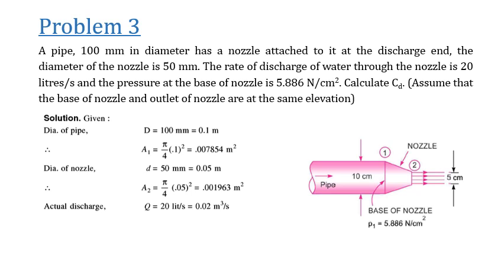So this pipe of 10 centimeter diameter is connected to this nozzle, and the pressure at this base, at this point, is given. P1 is 5.886 Newton per centimeter square, and the diameter of the nozzle is 5 centimeter. We have to calculate the coefficient of discharge.